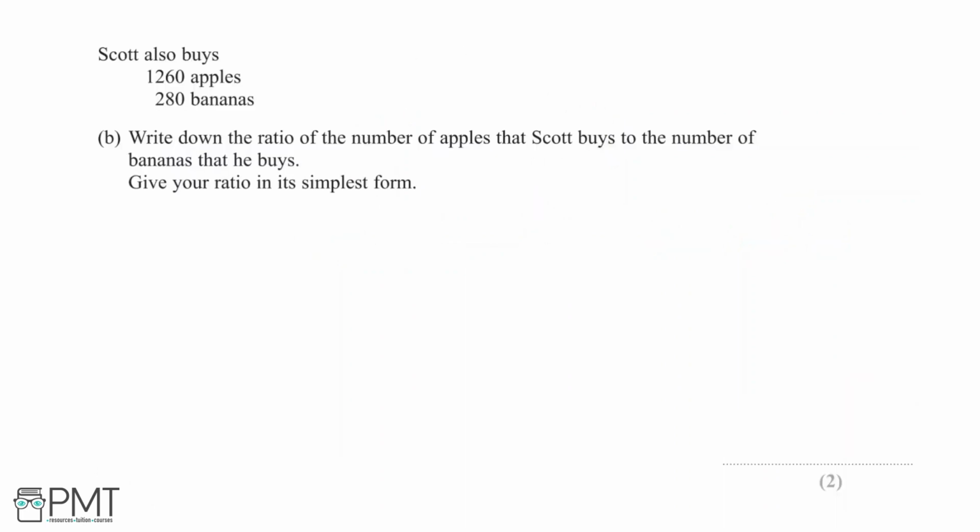We are then told Scott also buys 1,260 apples and 280 bananas. We need to write down the ratio of the number of apples that Scott buys to the number of bananas that he buys and give our ratio in the simplest form for 2 marks. So we need to give it in the form of apples to bananas. I forgot to spell that for a second. So this is going to be 1260 to 280.